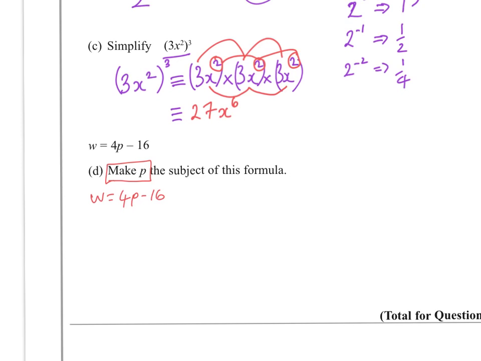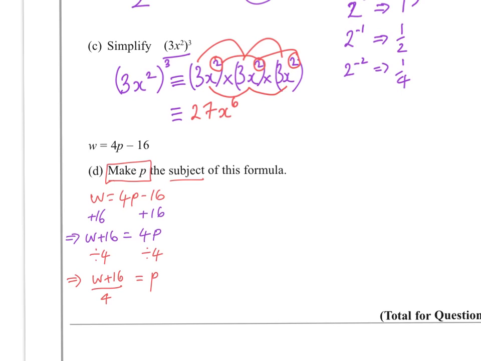But for this question here, we want to make p the subject of the formula, so we want to have p equals, and then whatever's left will be the answer. So first thing to do is we could add 16 to both sides, and then we'd get w plus 16 equals 4p, and then we just want p because we want to make p the subject of the formula, not 4p, so we want to divide both sides here by 4, and that would give us w plus 16 all over 4 equals p.